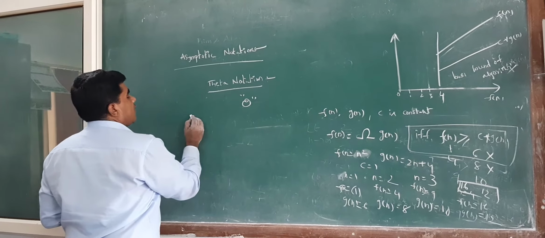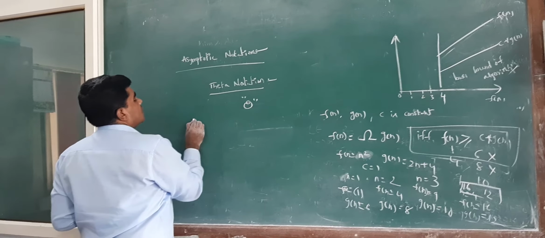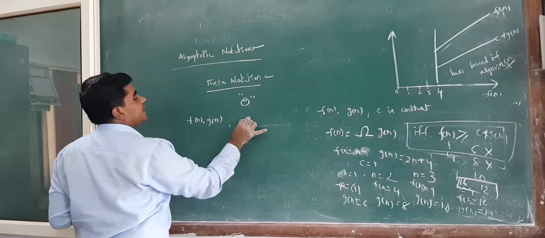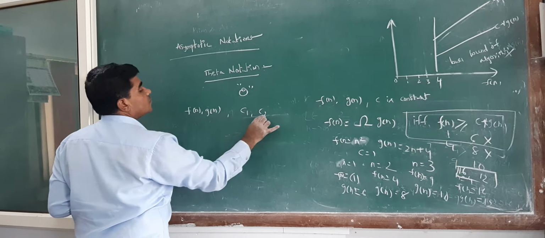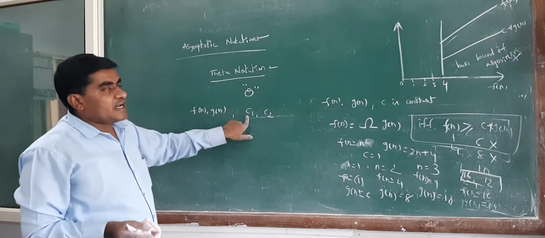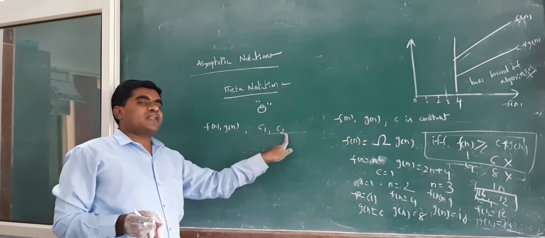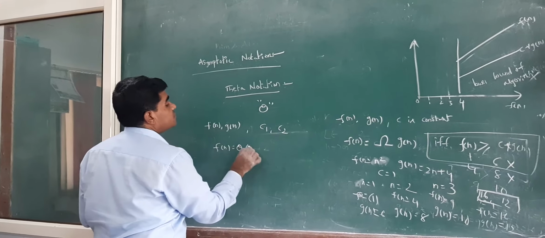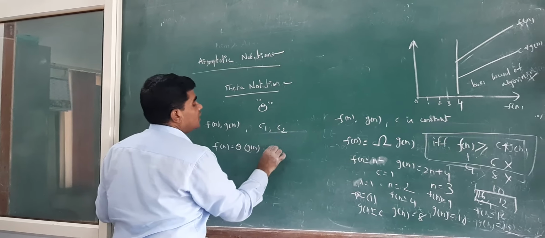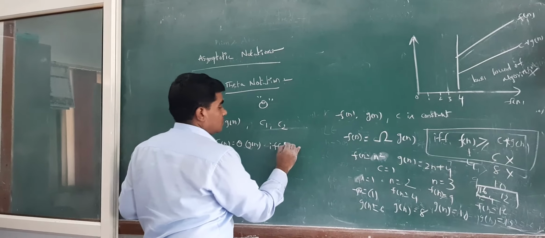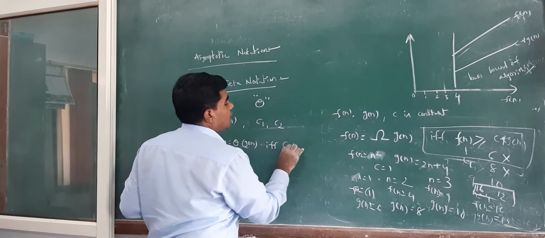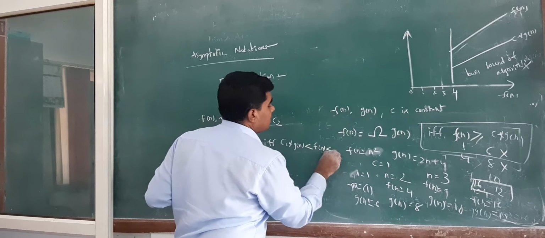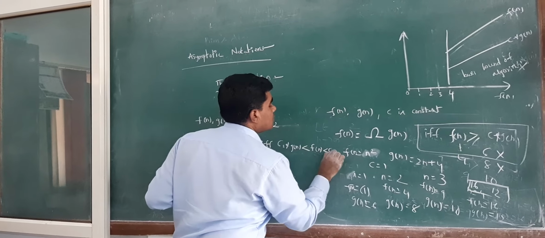For that purpose, we have to use two constant values. f of n and g of n are two non-negative functions. Here we are taking two constants c1 and c2. Why? Because one is for representing the lower bound, the other is for representing the upper bound. So f of n equal to theta of g of n if and only if c1 star g of n less than f of n less than c2 star g of n.